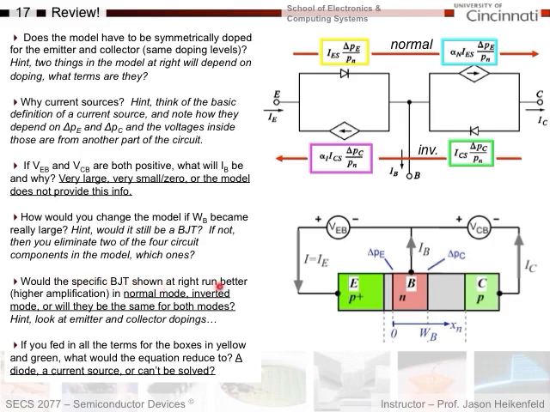Would the specific BJT shown here run better in terms of higher amplification in normal mode, inverted mode, or would it be the same for both modes? Here's your hint, look at the emitter and collector dopings. Last one, and this is easy, if you fed in all the terms for the boxes in yellow and green, so feed in all the terms in here, what do the equations reduce to? A diode, a current source, or it can't be solved? That's an easy question as well.